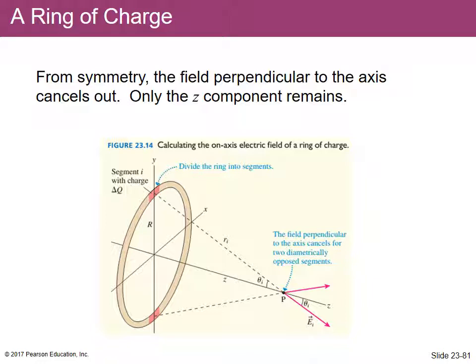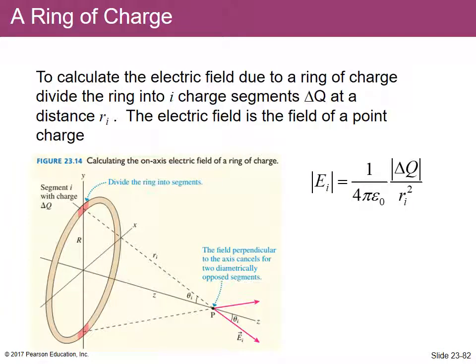To see this, draw a coordinate system where the z-axis is perpendicular to the center of the ring. From symmetry, the field perpendicular to the axis cancels out. Only the z component remains. To calculate the electric field due to a ring of charge, divide the ring into I charge segments, delta Q, at a distance r sub I from the point of interest.